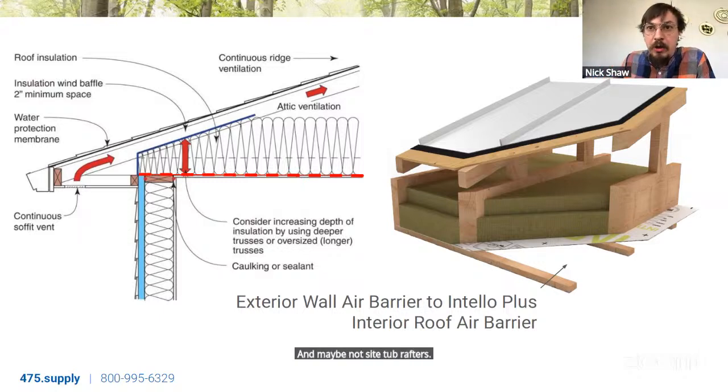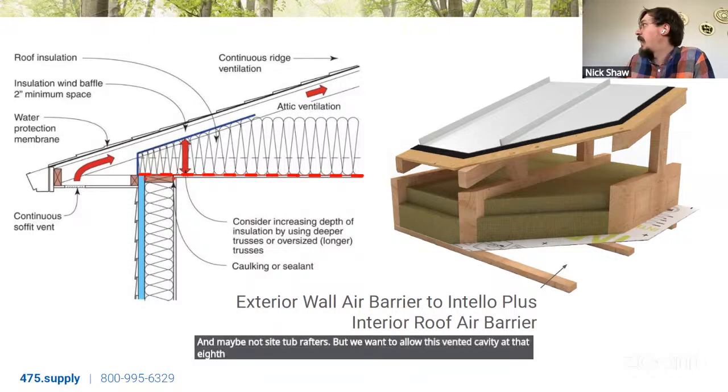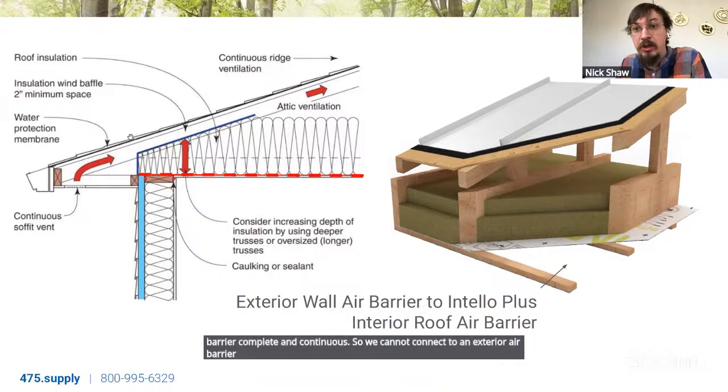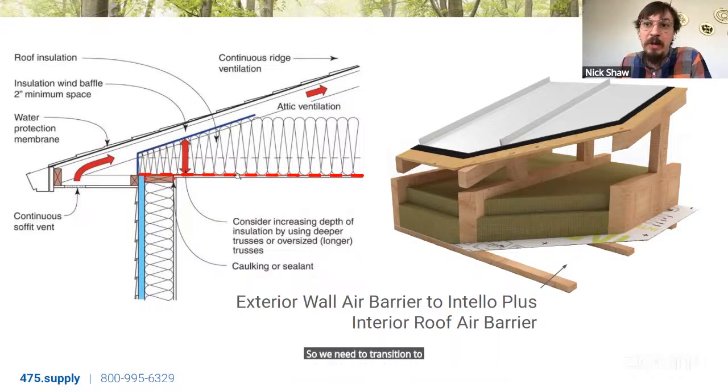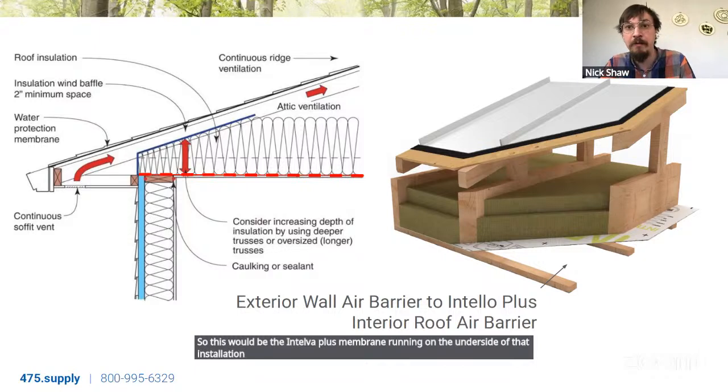But we want to allow this vented cavity at that eave or that soffit connection here. But we need to keep our air barrier complete and continuous. So we cannot connect to an exterior air barrier because we're venting in that location. So we need to transition to an interior air barrier for our roof system. So this would be the Intello Plus membrane running on the underside of that insulation, typically in the ceiling plane of the top floor there.